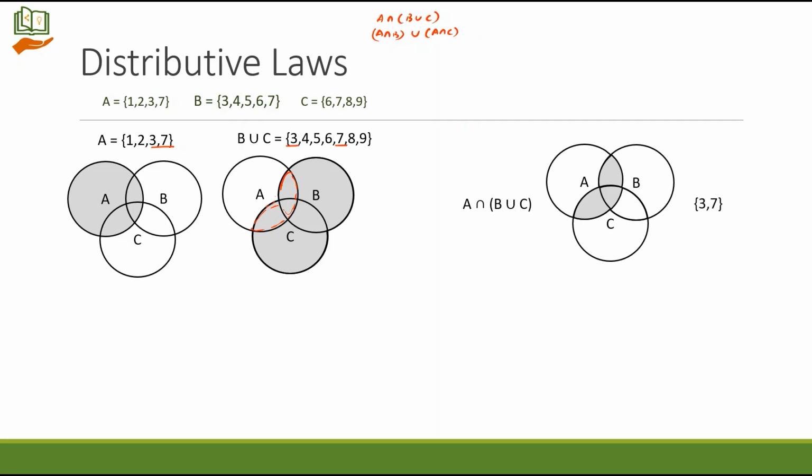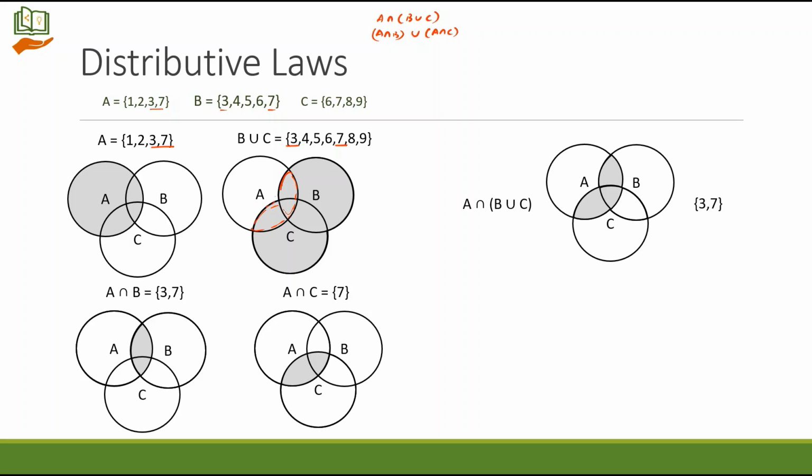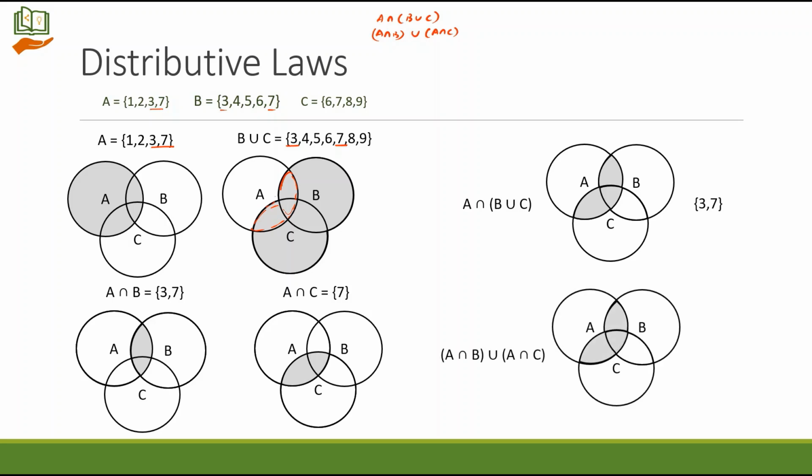Now let's go for A intersection B. So we have 3 and 7 in common here. Then we go for A intersection C. We have only 7 in common. If you find the union, the same set of region will get shaded and you will end up with 3, 7 again in the answer. From this we will be able to prove this distributive law. A intersection B union C is equal to A intersection B, this union comes out, and A intersection C.